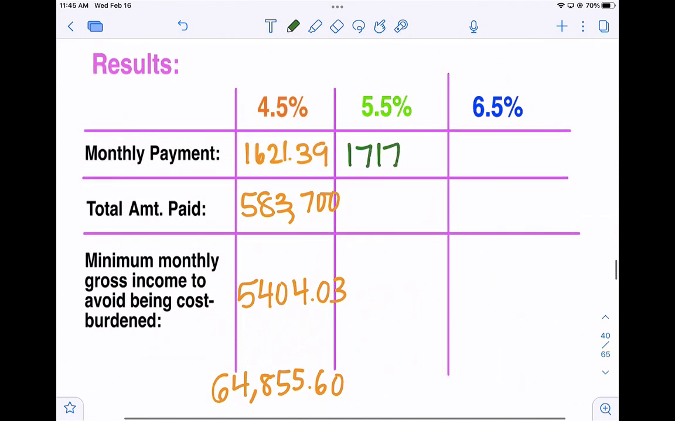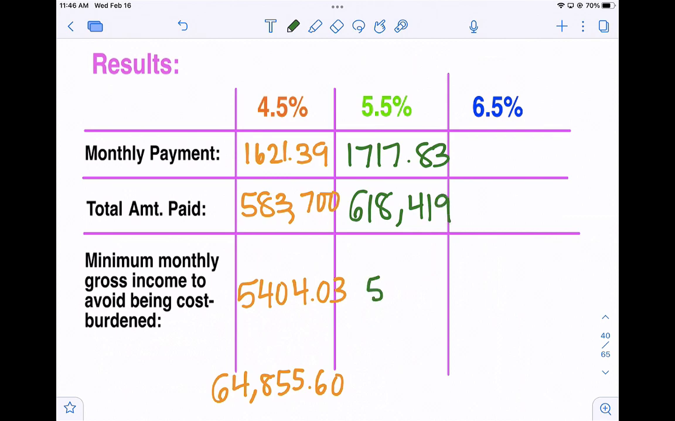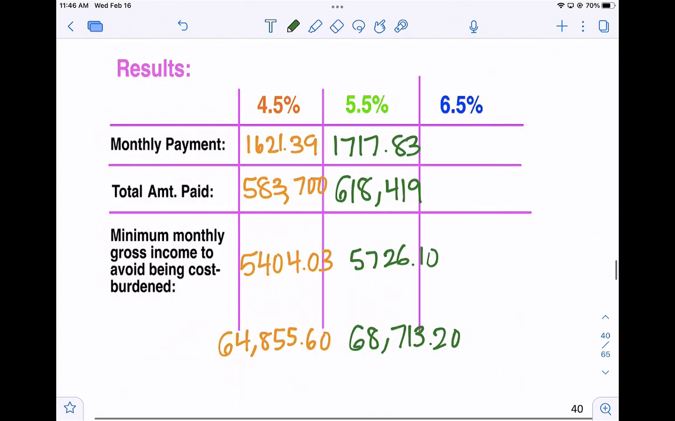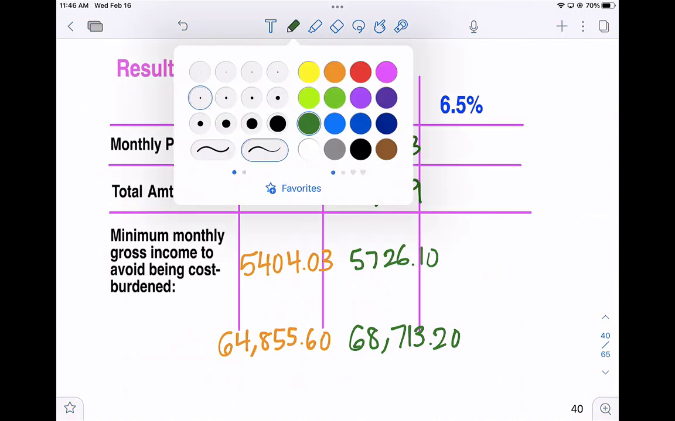If it was 1% more than this, look at how much it goes up. Now you're paying $1,717.83. Your total payment of the house is $618,419. That's a huge amount. How much you'd have to make per month to afford this is $5,726.10, which means you'd have to pull in $68,713.20. You'd need a roommate unless you had like a high-paying job.